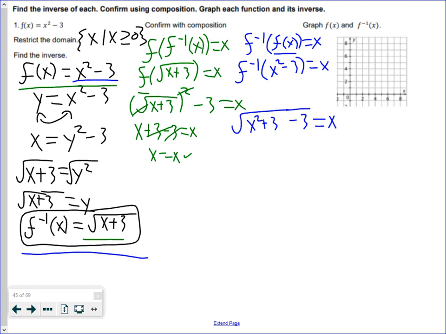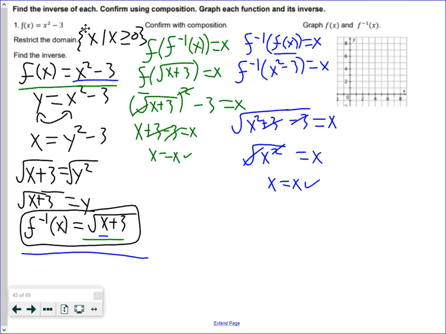There we go. So replace the x in the inverse function with x squared minus 3. You get the square root of x squared plus 3 minus 3. Plus 3 minus 3 is 0. We're left with the square root of x squared. The square root and square cancel out, and we get x equals x. That's exactly what we wanted. So we confirm that it's a composition.